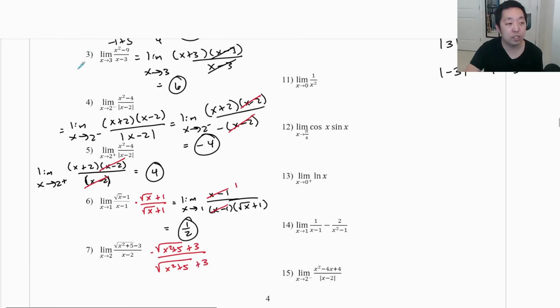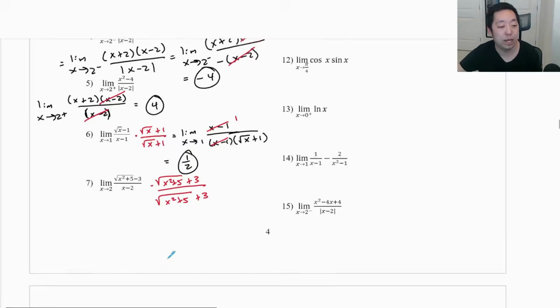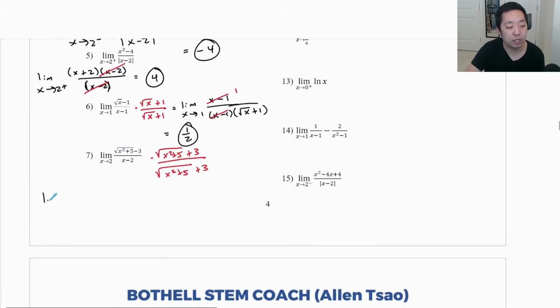And convince yourself to FOIL it out, right? FOIL out number 7 and convince yourself that what you're going to get is that times that, which is just x squared plus 5, because the radicals are squared. Then the outer and the inner terms will cancel. That's why we use the plus sign, and you're going to get x squared minus 9 over x minus 2 times root x squared plus 5 plus 3.